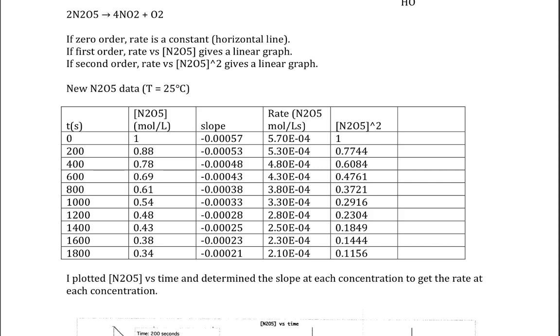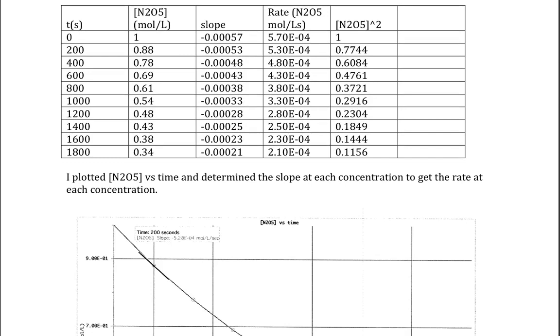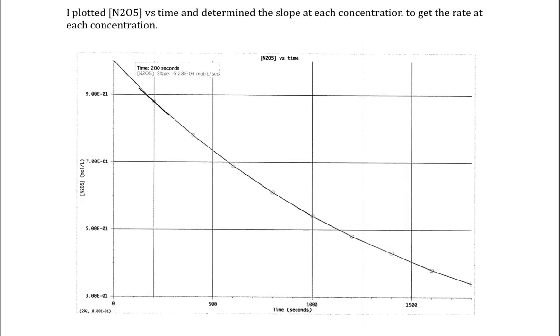Okay, so here's our data. We have time 0 up to 1800 seconds, and we have our N2O5 concentrations in units of moles per liter. Now, what we would do is make a graph of the N2O5 versus time, and it looks like this. It's got that bent shape to it.